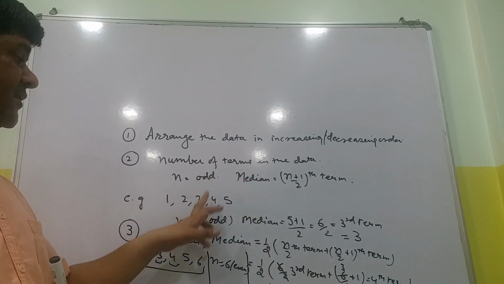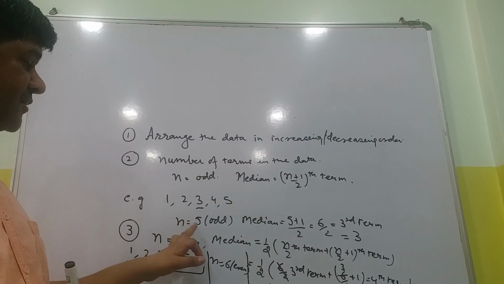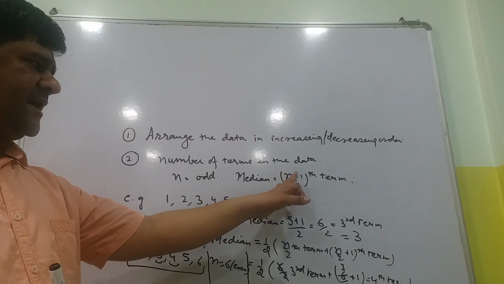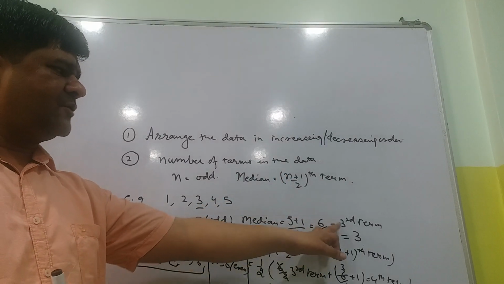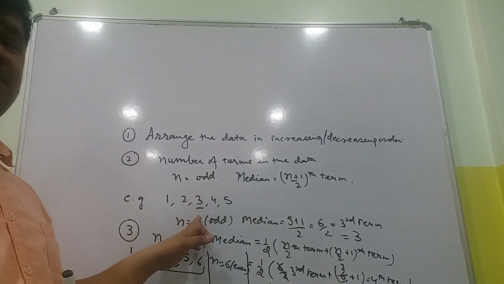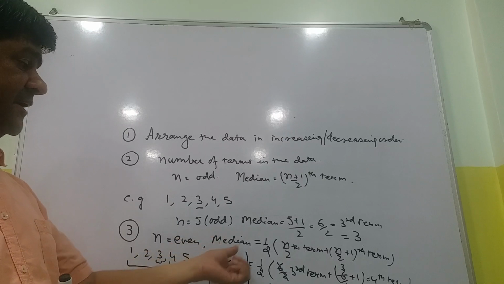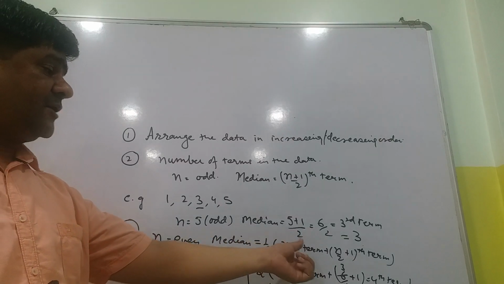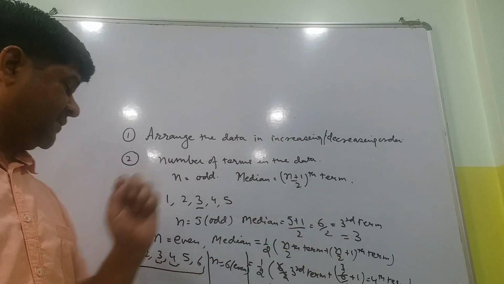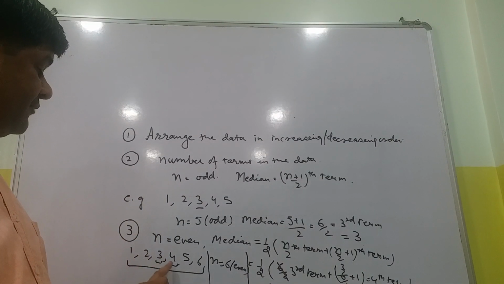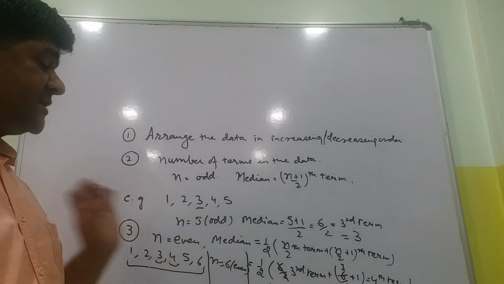That is 1, 2, 3, 4, 5 for example. The number of terms was 5, so odd. So median will be n, that is 5 plus 1, 6 by 2, third term. What is the value of the third term? 3 here. Similarly, if the number of terms are even, then median has the formula half of n by 2th term and n by 2 plus 1th term. So if the terms are like this, 1, 2, 3, 4, 5, 6, the number of terms is even.